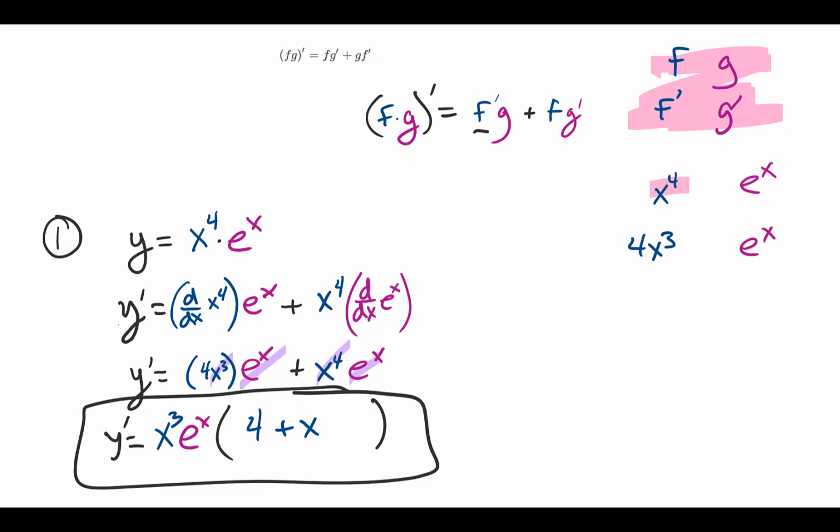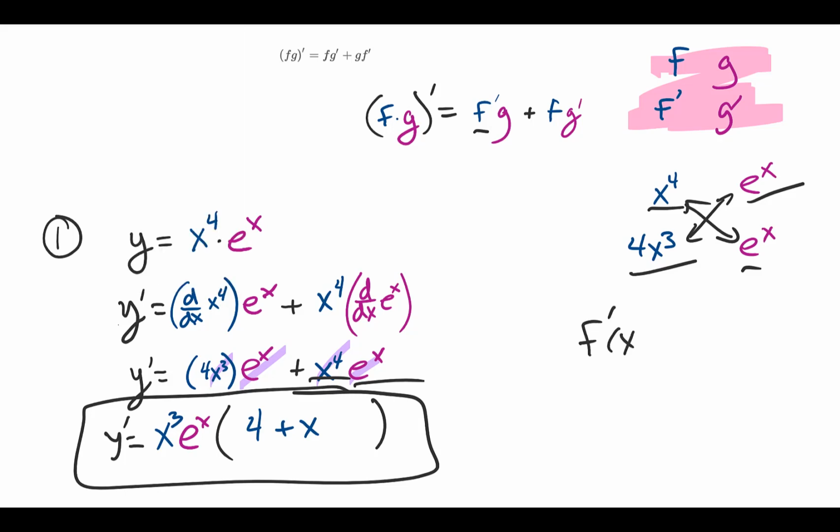Because all we need to do to figure out what the answer is going to be is just make a little cross. Do this. So you end up with x to the fourth times e to the x, and then 4x cubed times e to the x. So you can write them down super quick.